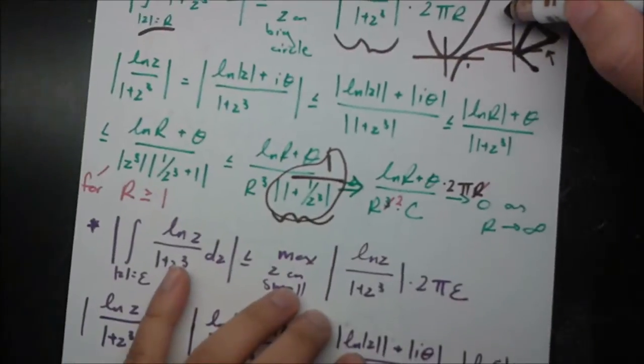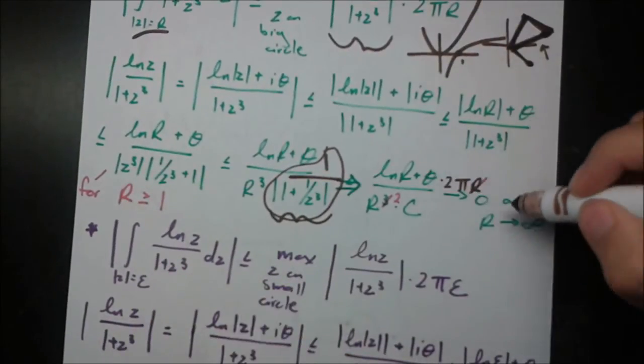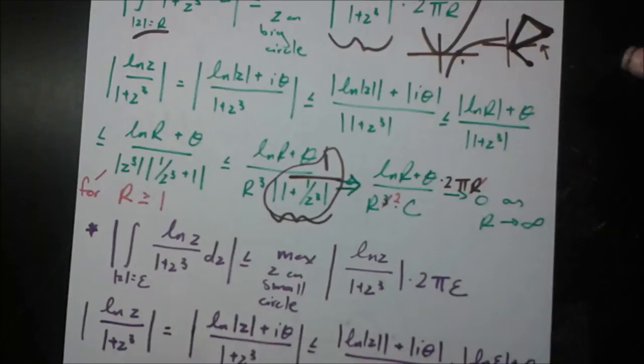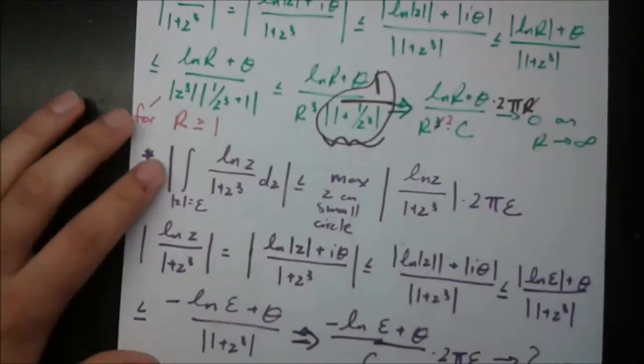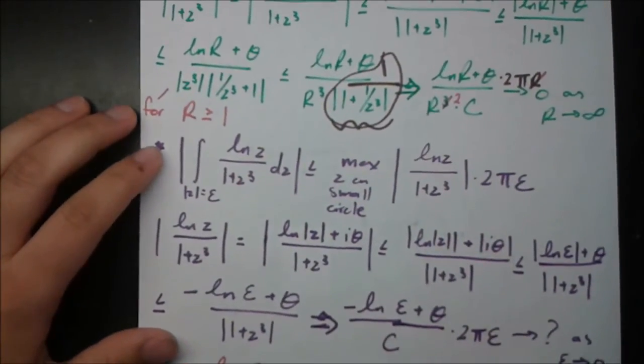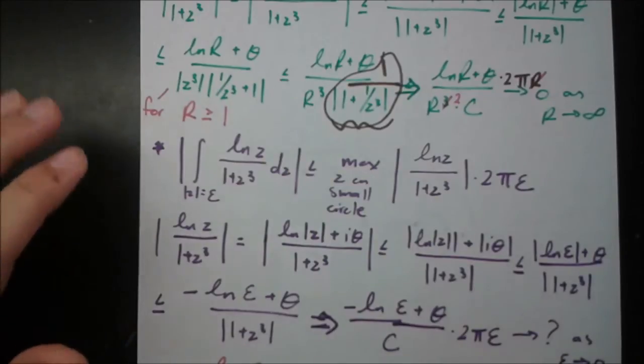So since this grows so much faster than natural log r, as r approaches infinity, the denominator gets really, really big, and it just goes to 0. So that means that this integral goes to 0 as r approaches infinity. Okay, so the next thing we want to do is find the purple integral around epsilon.